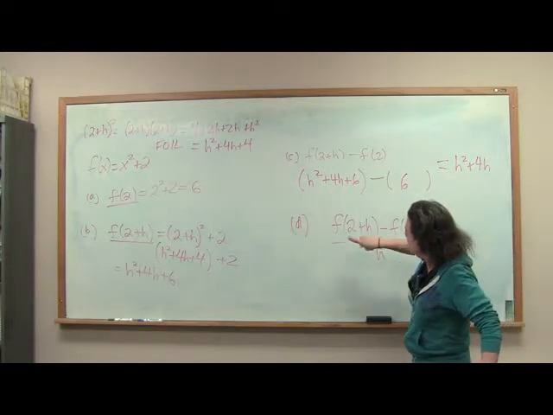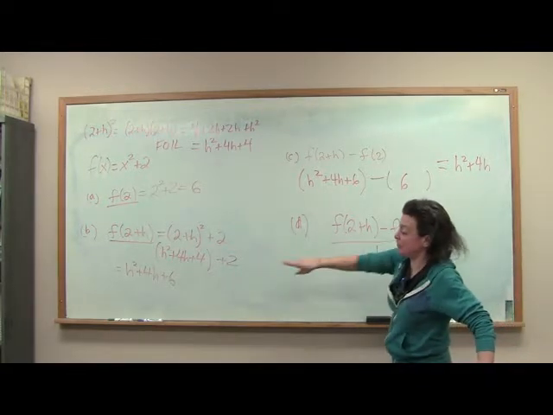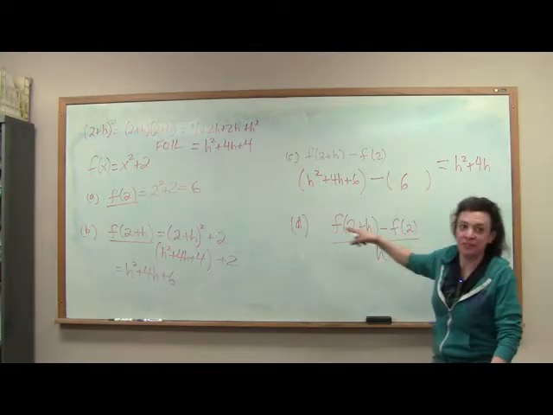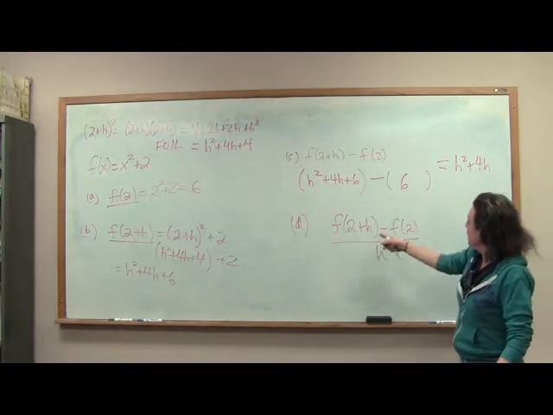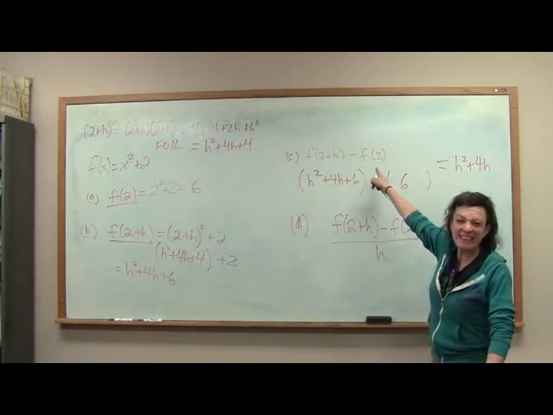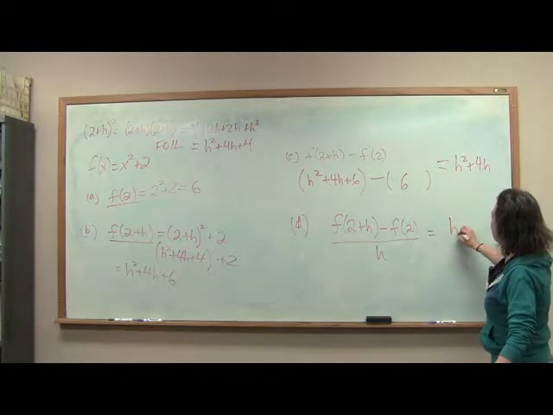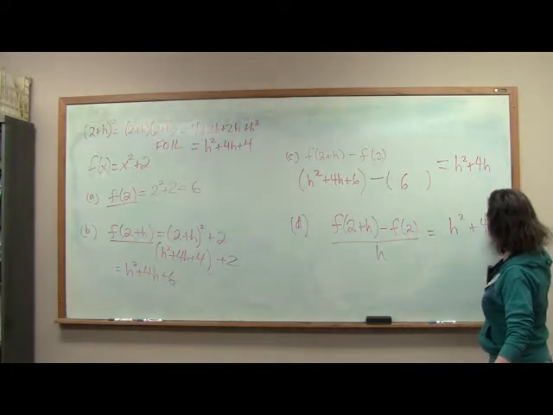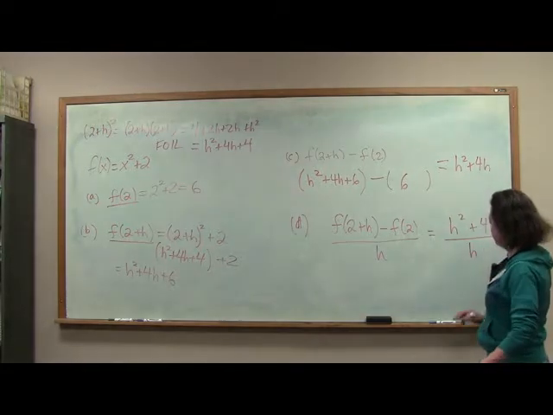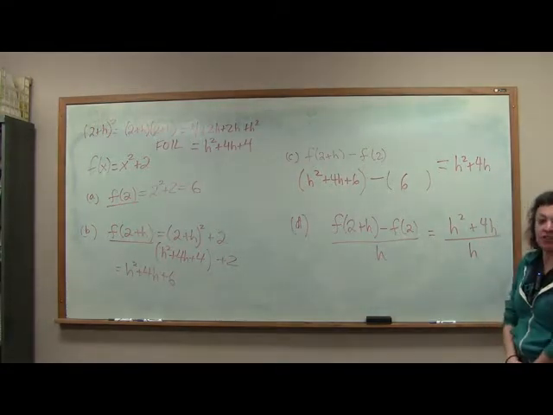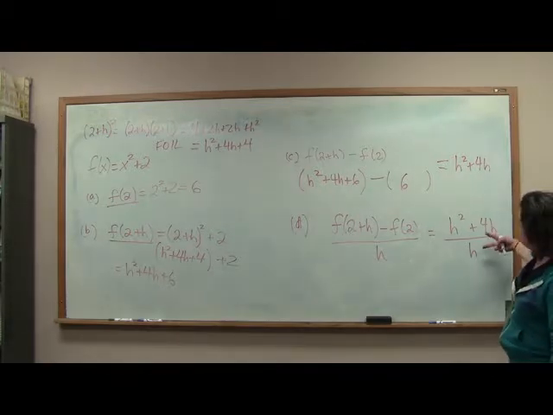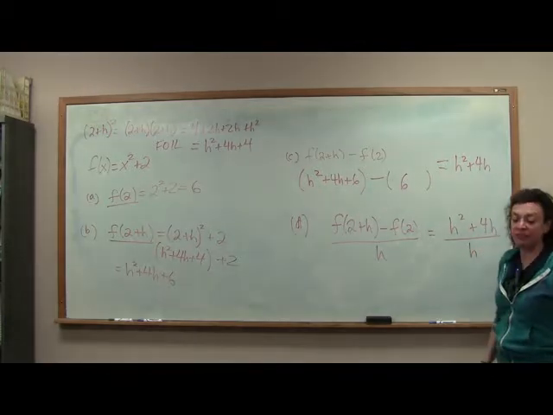Well, the first thing we would do is find f of 2 plus h. The next thing we would do is find f of 2. Then we would have to take the difference. But we did that. Didn't we already find that that's h squared plus 4h? So really, the only new step here is we want to divide it by h. Okay? Now, I claim that this is correct so far.